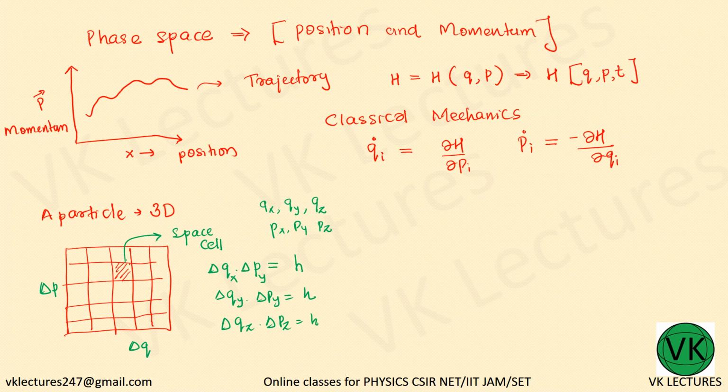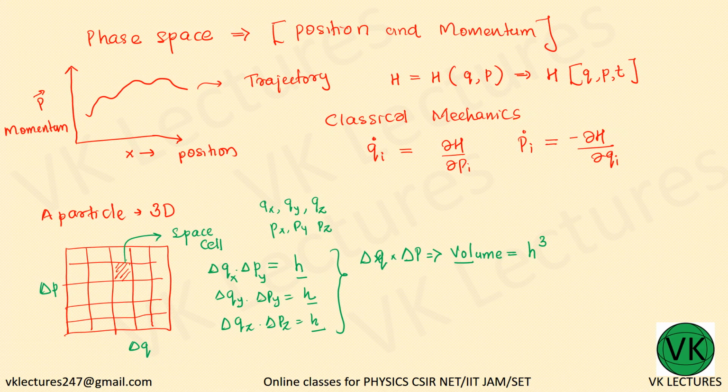So assuming this as a three-dimensional array, you can write delta q into delta p will be equal to a volume, and that is equal to, this is h, this is again h, so h cube. So this becomes h cube for delta q into delta p. So instead of this, we will have a three-dimensional array with qx, qy, and qz.